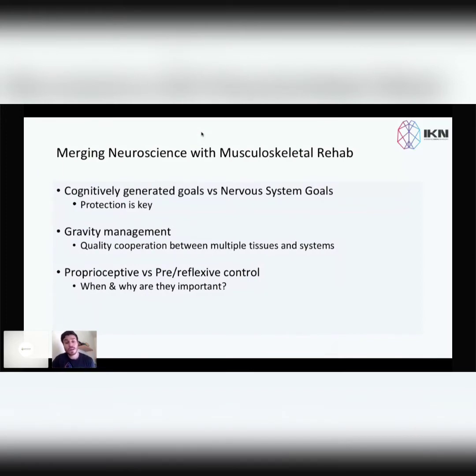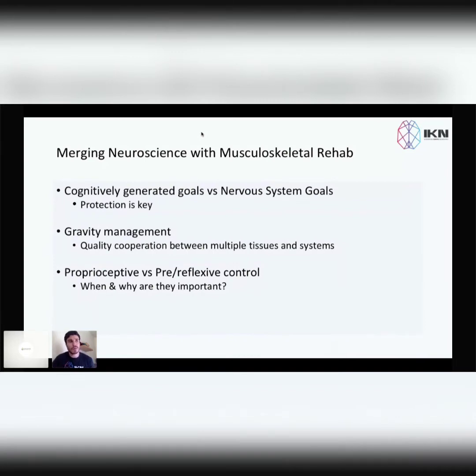So let's look at the idea between proprioceptive and preflexive or reflexive control. All right, when and why are they important? So with proprioceptive feedback, that's feedback from the body that we can use when we're moving very, very slowly in a very controlled environment, where we can wait for the feedback, right?